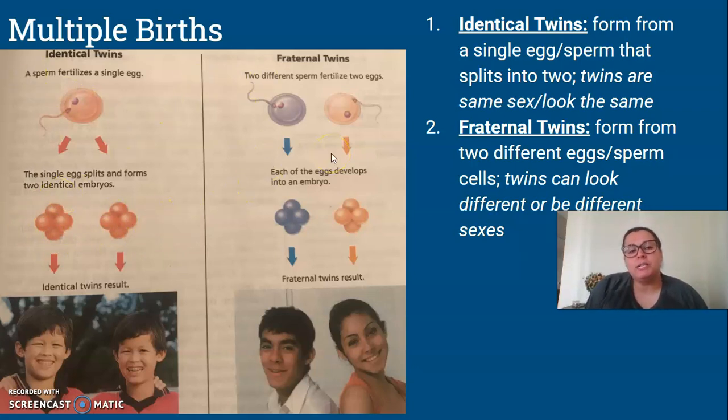For fraternal twins, for some reason we don't really fully understand, there were 2 eggs that were released at the same time instead of just one. And because there's 2 eggs, they can get fertilized by 2 different sperm cells, so that results in 2 different people that grow and look a little different from one another. They can also be different sexes. So that's for the fraternal twins.